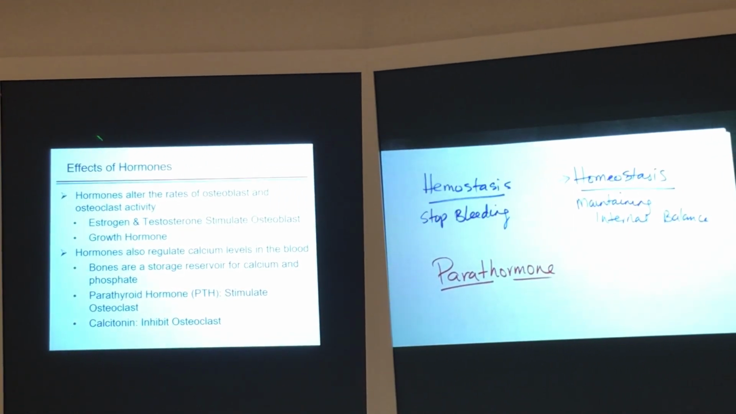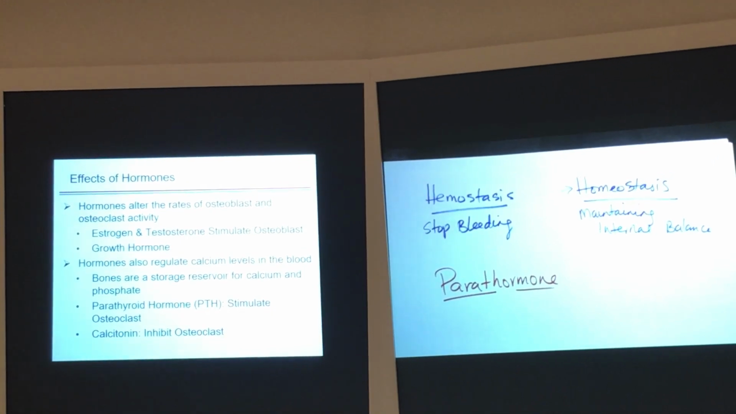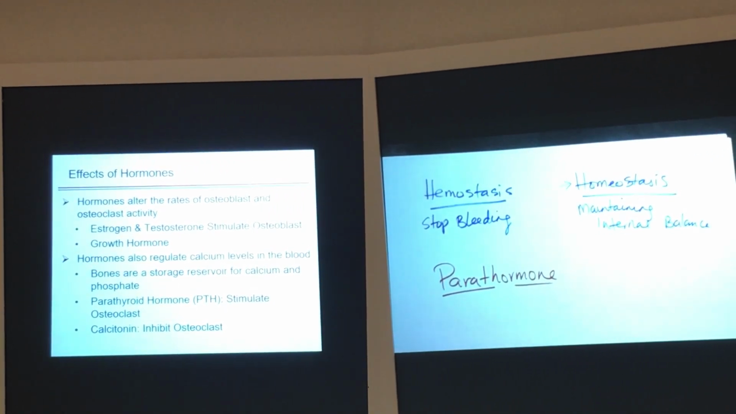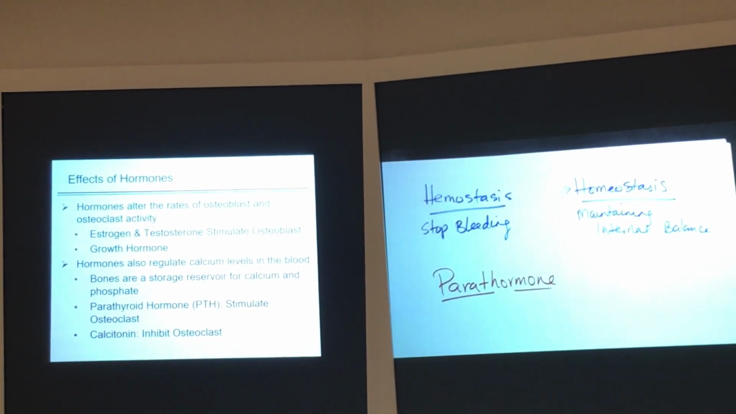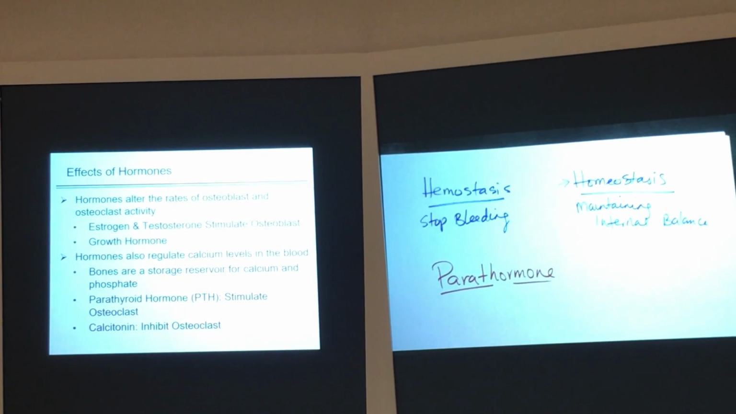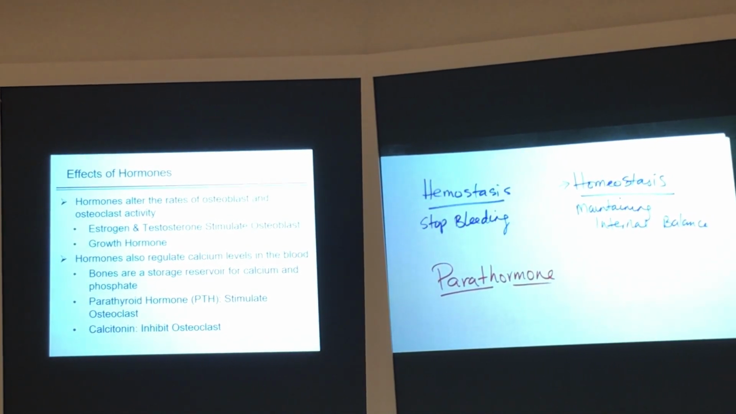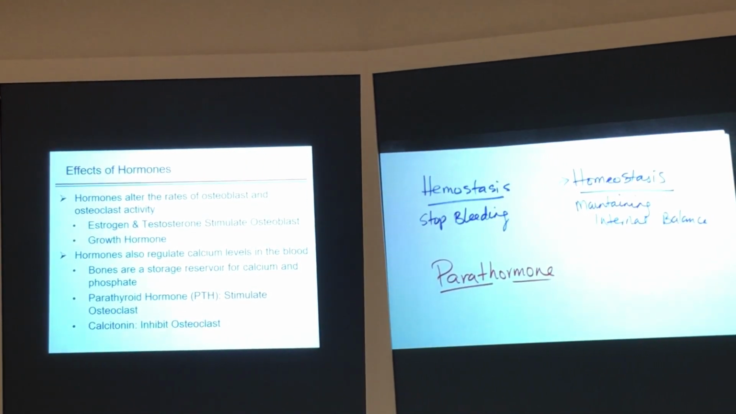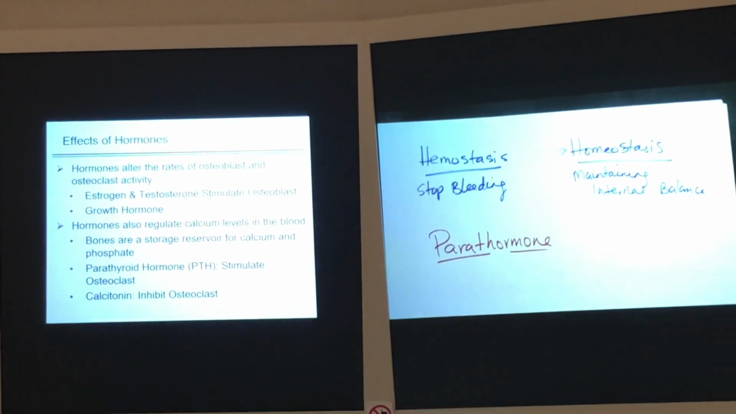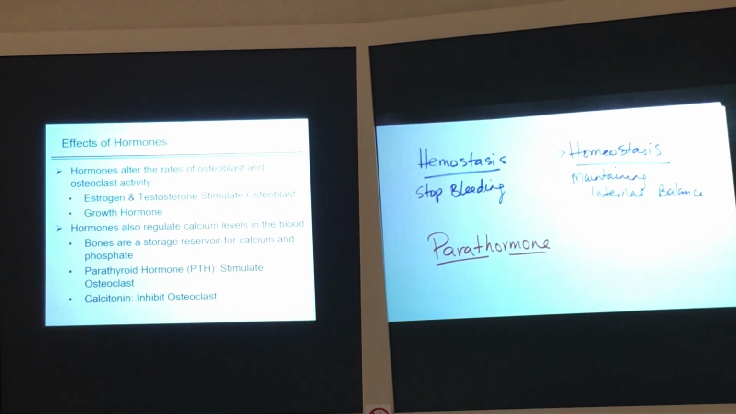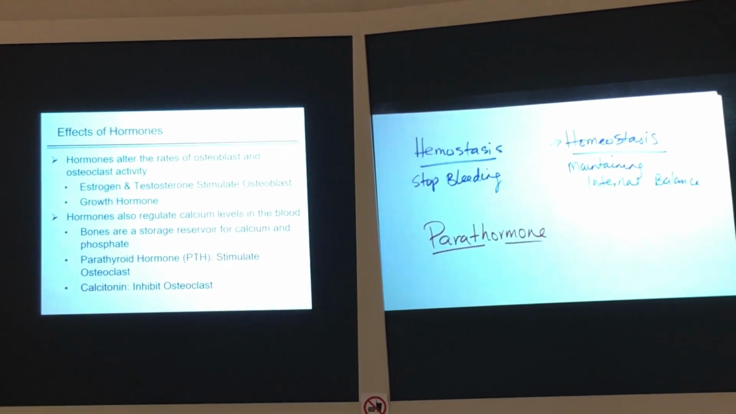Okay, so effects of hormone. Hormones alter the rate of osteoblast and osteoclast activity. If a bone stimulates osteoclast too much, the bone will break down. If it stimulates osteoblast too much, the bone gets stronger. So estrogen and testosterone stimulate osteoblast. Bone growth is stimulated by growth hormone.